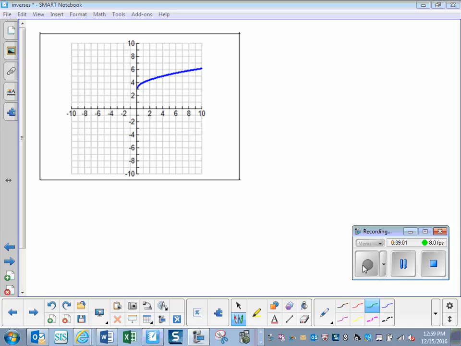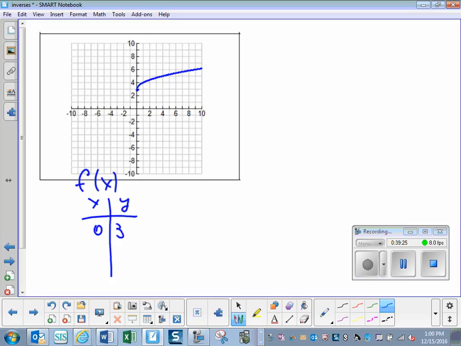Okay, so the original function, let's choose a few points. Because it's a curve, pick more than 2 points. It requires more than 2. So let's just pick nice ones. The intercept looks nice enough, so that's 0, 3. The next one looks nice enough, 1, 4. Or is that the y-intercept? Y-intercept, I'm sorry. And then the next nice one is probably 4, 5.